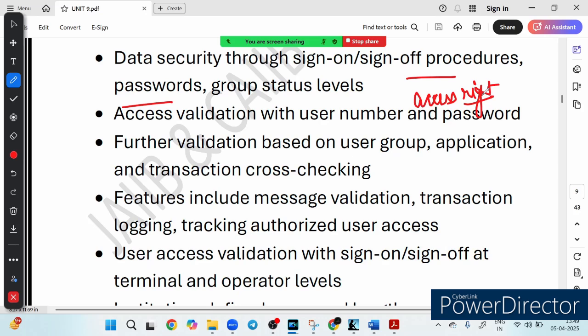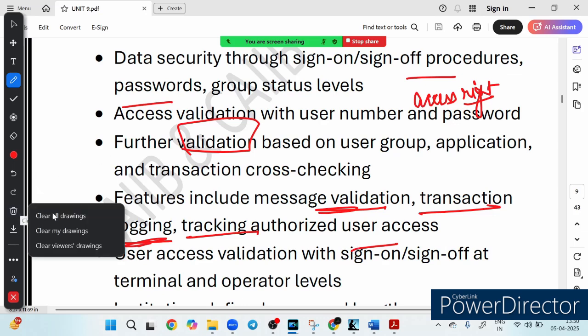Not just that, the system also validates each transaction. And every action is logged. You can see transaction logging is there, message validation is there, it tracks who did what and when, and even checks the branch location of the user. So friends, remember, security in banking means multi-level protection. It is much more than a simple login.